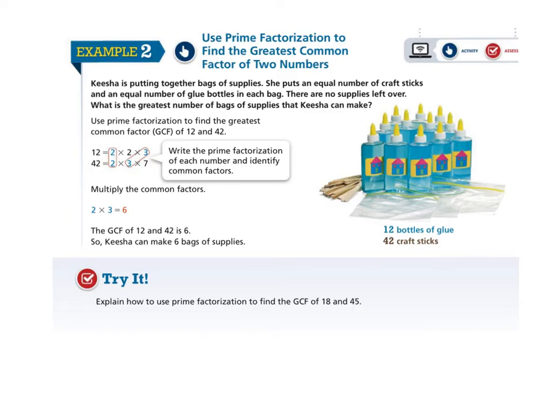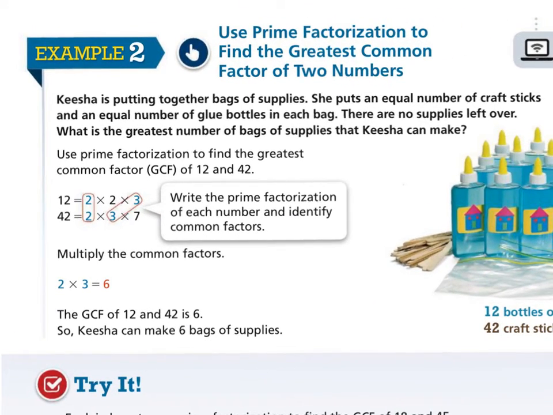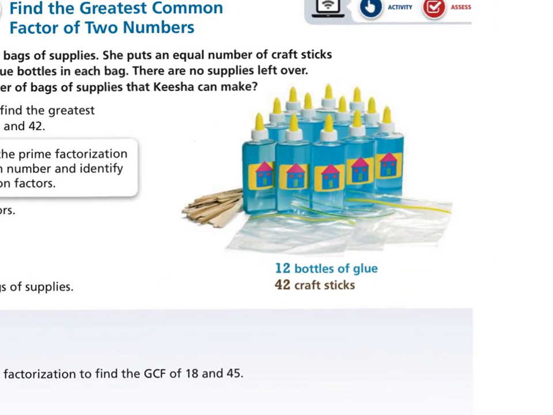So if you look at example 2, Keisha is putting together bags of supplies. She puts an equal number of craft sticks and an equal number of glue sticks in each bag. There are no supplies left over. What is the greatest number of bags of supplies that Keisha can make? So if you look over here, you can see there's 12 bottles of glue and 42 craft sticks.